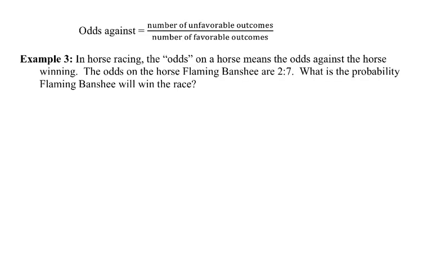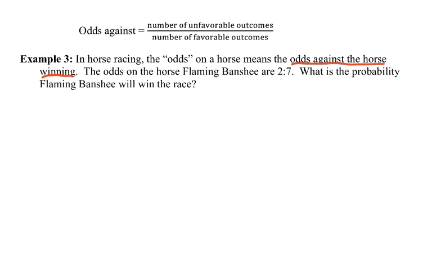So let's talk about horse racing, and this will be our final example. When they talk about the odds on a horse, they mean the odds against the horse winning. So I've rewritten here the casual definition of odds against: the number of unfavorable events over the number of favorable events. The odds on the horse Flaming Banshee are 2 to 7. That's how I'd read that, 2 to 7. What is the probability Flaming Banshee will win?